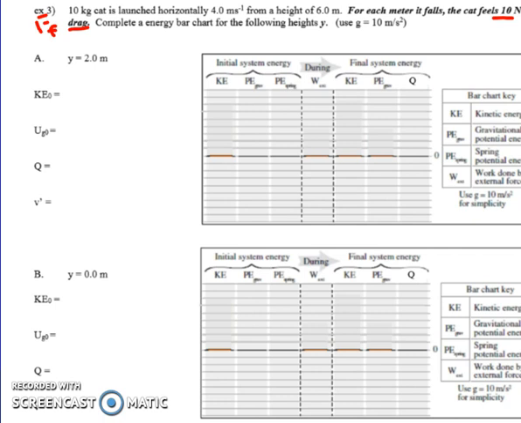And the goal is, what is the V at the bottom, right? What's V prime at a particular height? Okay, so let's do some numbers. So our first situation is we're at a height of 2 meters. Remember, we started at 6. So we want to know what is our energy distribution after we've fallen 4 meters.